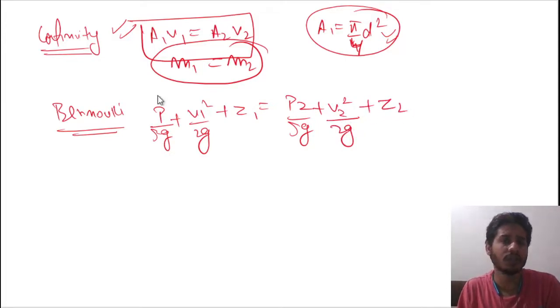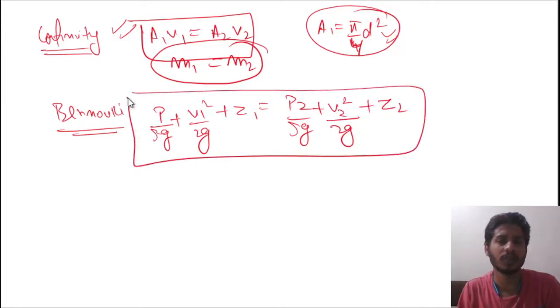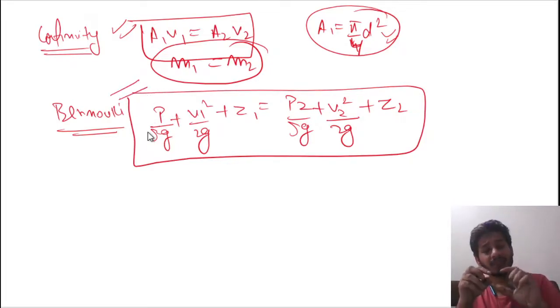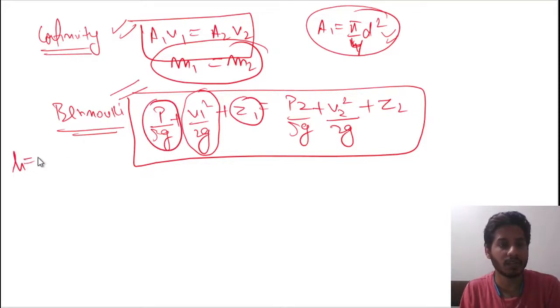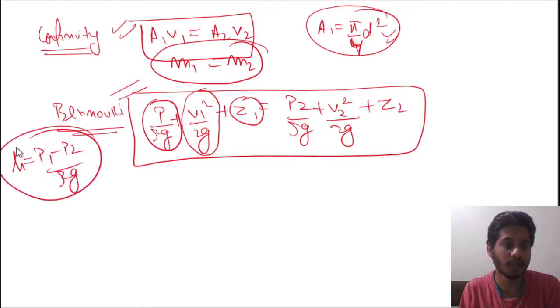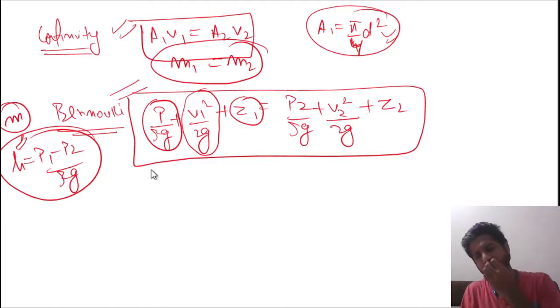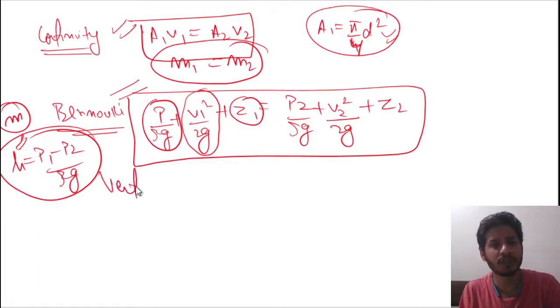Why am I writing this equation? Because it is denoted in terms of head. Head means the distance, in meter. This also comes in head: V1 square upon 2g, plus Z1, you have also seen in meter, and this P upon rho g, as H is equal to P1 minus P2 upon rho g. This is also a unit of head. Head is in meter. All right. That is the Bernoulli equation. And then we have the Venturi meter.